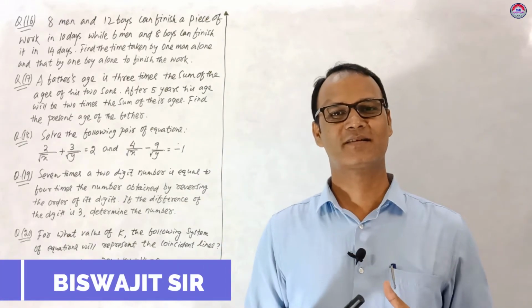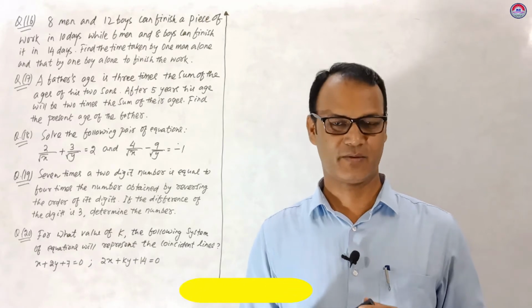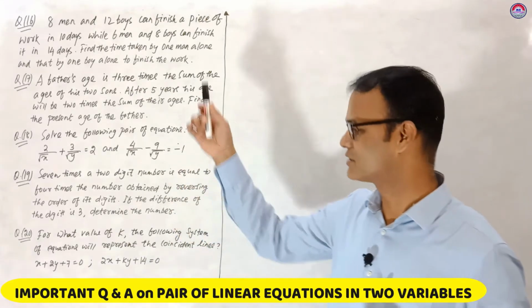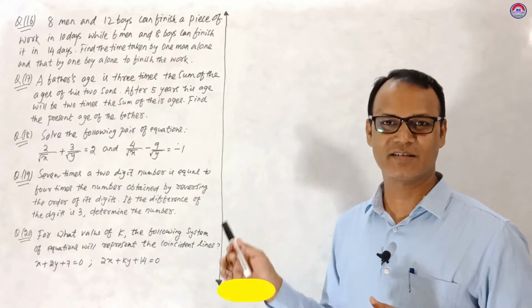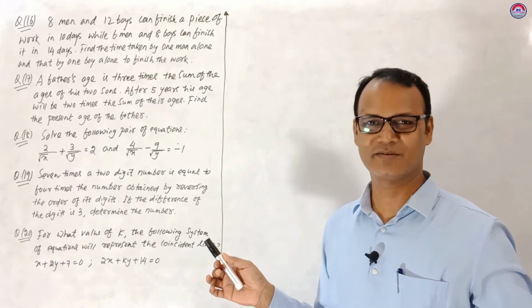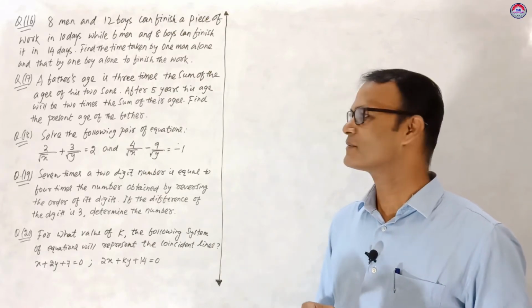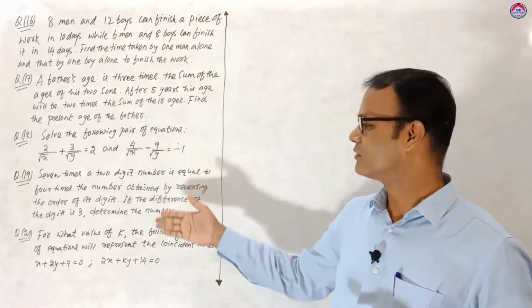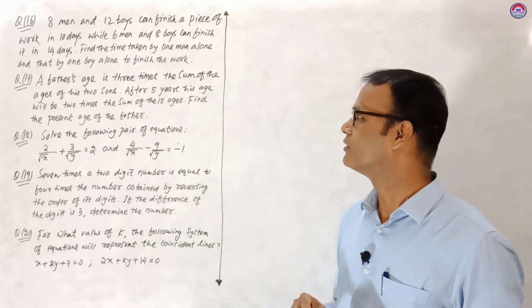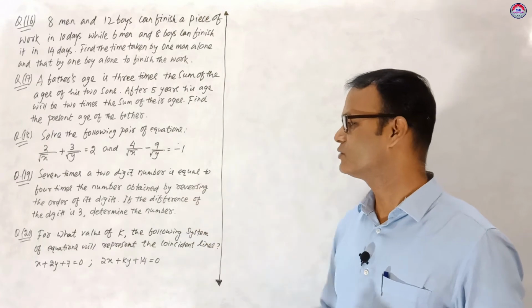Today we discuss some important questions on pair of linear equations in two variables from question number 16 to 20. It is the last, that means the fifth, video. We will make many more videos on this chapter after some days, but this is the fifth video on pair of linear equations in two variables, questions 16 to 20.